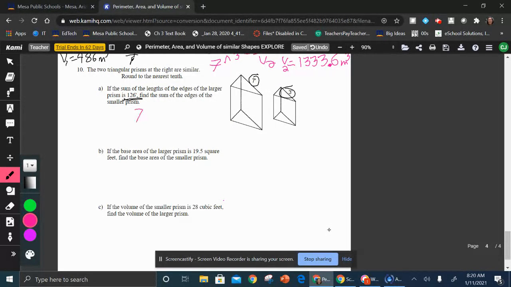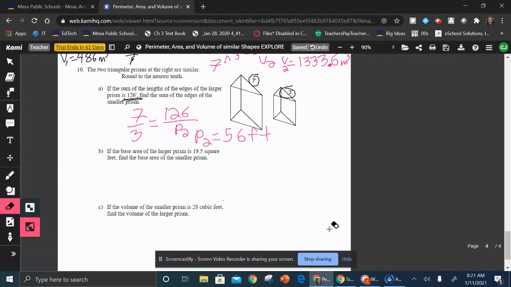Okay, this one we're working with a triangular prism. So we're going to set it up. We're going to put 7 over 3 is equal, so that is feet. So that will be my green's feet. It says the volume edges, some of the lengths, the larger one is 126. So we're finding perimeter. Okay, and then we cross multiply and divide. Everybody, you can also put X there instead of perimeter of the second one. And it should be 54. Okay, 54 feet.